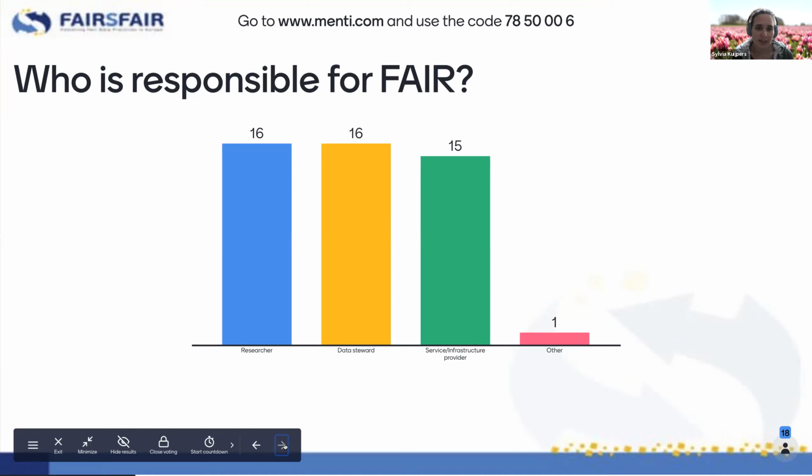And we have already 18 people responding. So that's 20 now. That's interesting. More people are choosing researcher, but maybe that's because some people did not know that they could choose multiple answers. But still, most people think all of them are responsible, which I think is a good response. We can go to the next question.